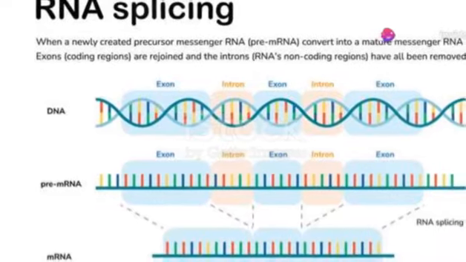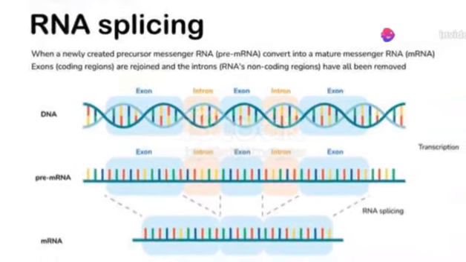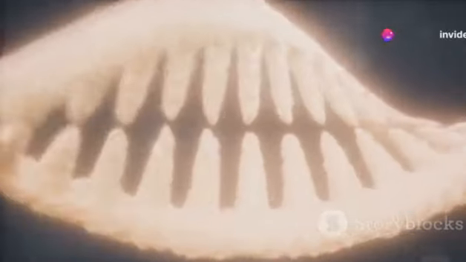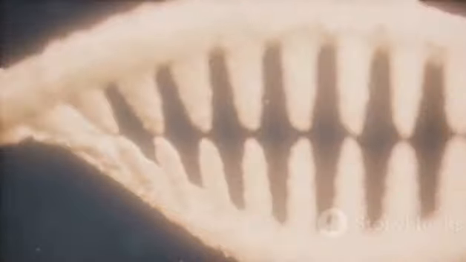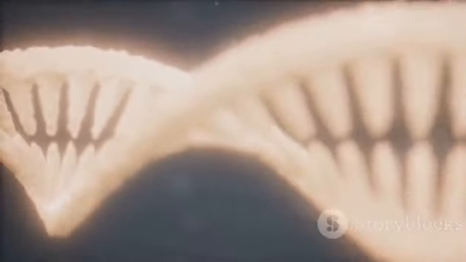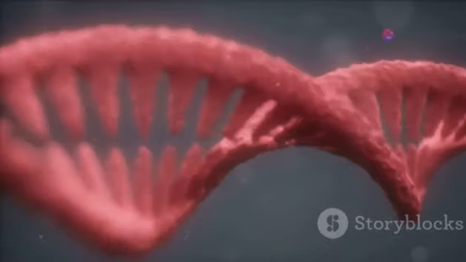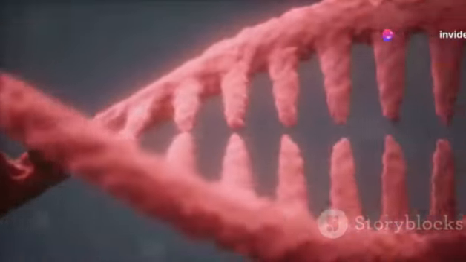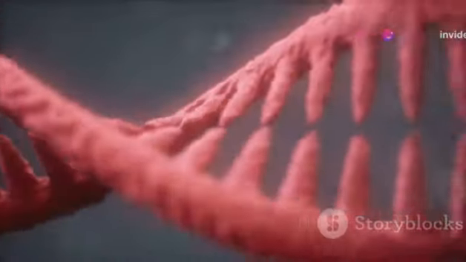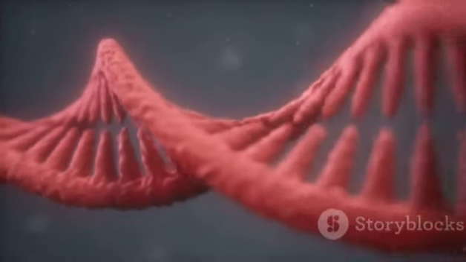Then comes termination. Once the DNA segment is fully read, the newly formed mRNA strand peels off. It's now called pre-mRNA and undergoes RNA splicing, where introns or non-coding sequences are removed. Only the exons or coding sequences are kept. The resulting mRNA then leaves the nucleus, heading to the cytoplasm, where the second main step, translation, takes place.